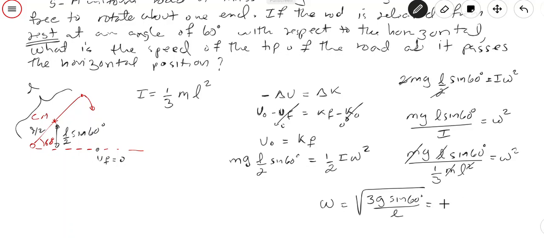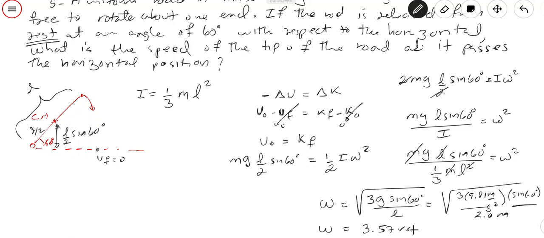So you substitute the values here, and the angular velocity is the square root of 3 times 9.81 meters per square second times the sine of 60 degrees, divided by the length, that is 2 meters. So we have now that the angular velocity is 3.57 radians per second. So I know now the angular velocity of the rod when it's passing through this point over here.